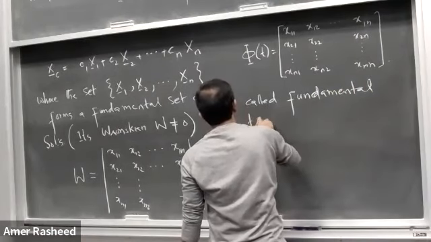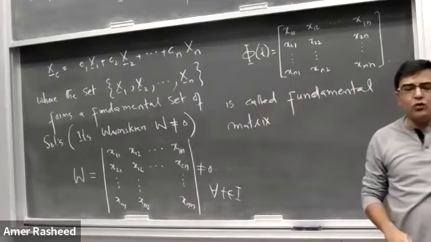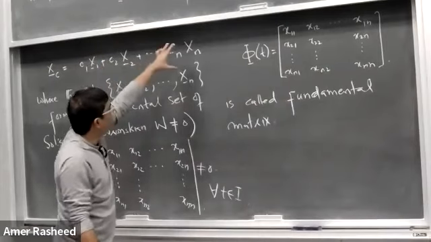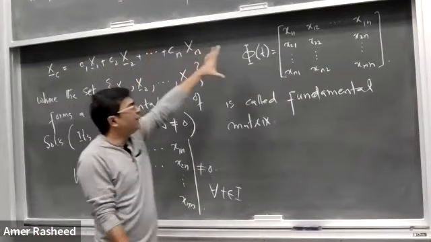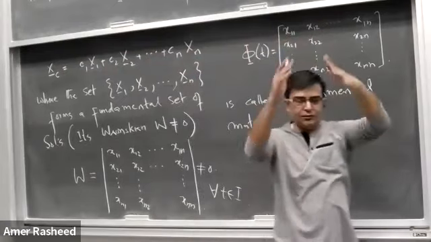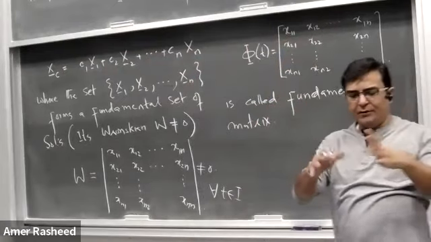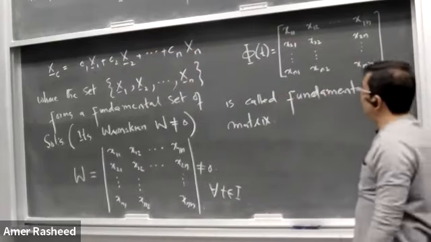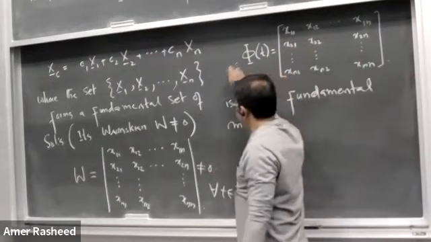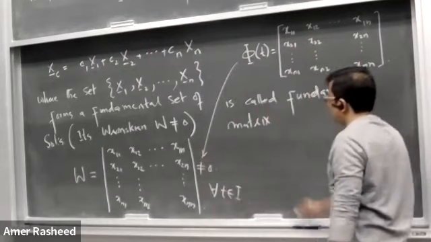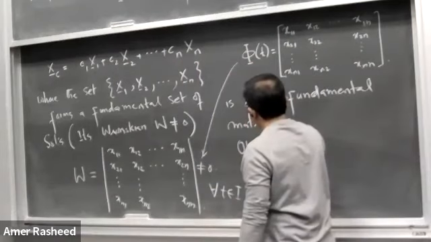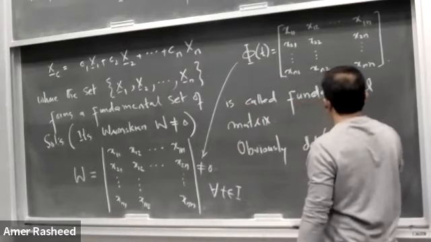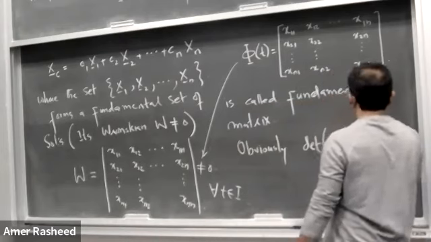Fundamental matrix. Now, this is different from the fundamental set. The fundamental set contains all the solutions x1 to xn. The phi of t contains the solution columns, and we put them in the form of a matrix. Then this matrix is called the fundamental matrix. Now, obviously, the determinant of phi of t is non-zero.